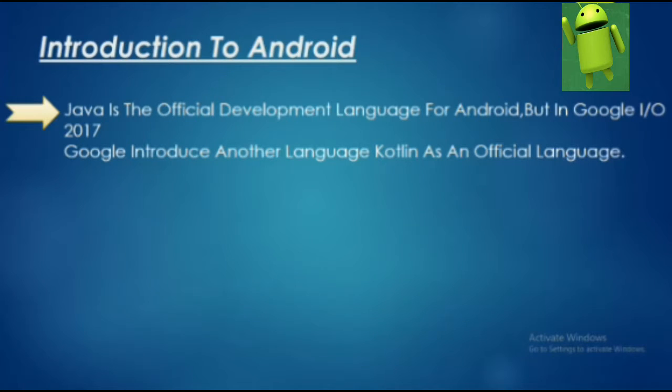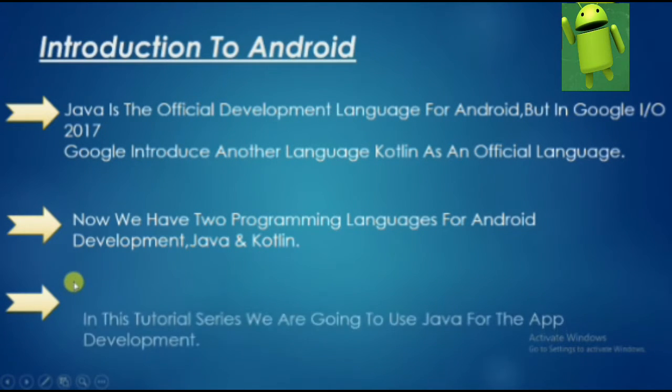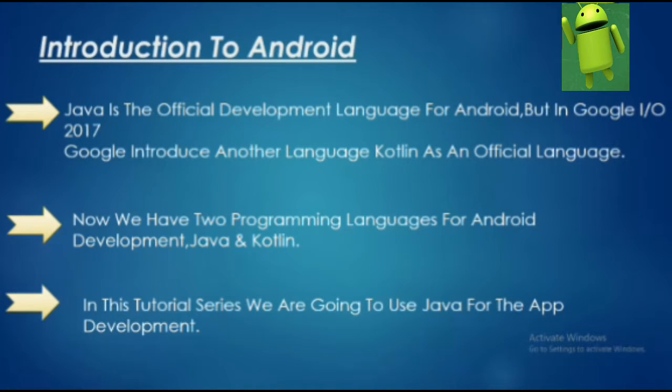Java is the official development language for Android, but in Google I/O 2017, Google introduced another language, Kotlin, as an official language. Now we have two programming languages for Android development, Java and Kotlin. In this tutorial series, we are going to use Java for app development.